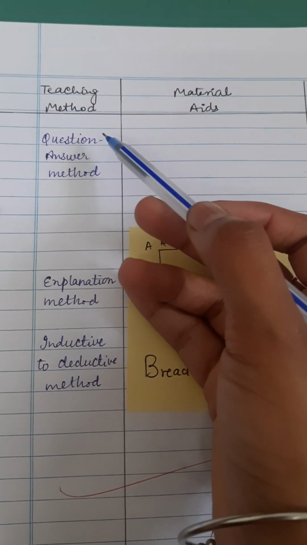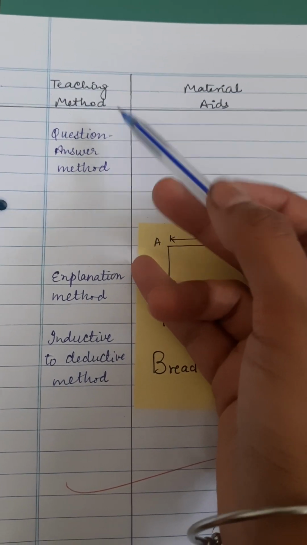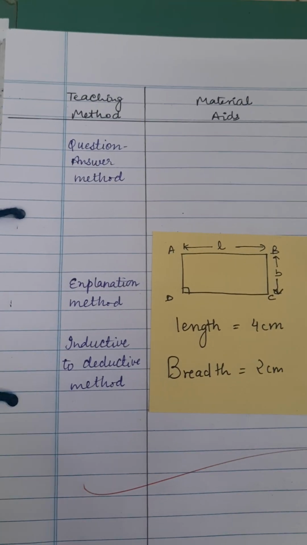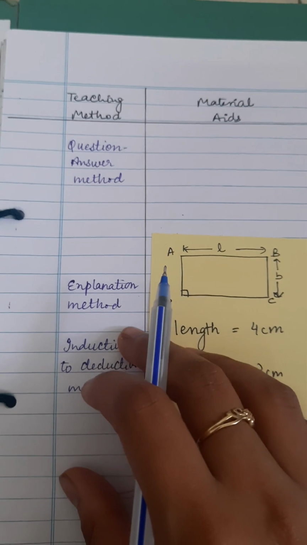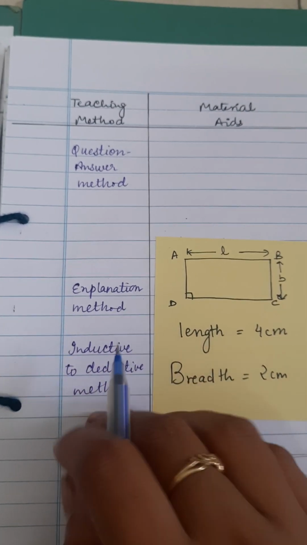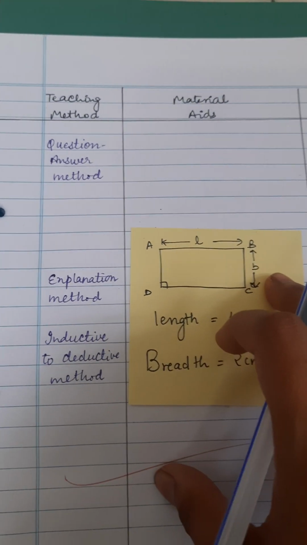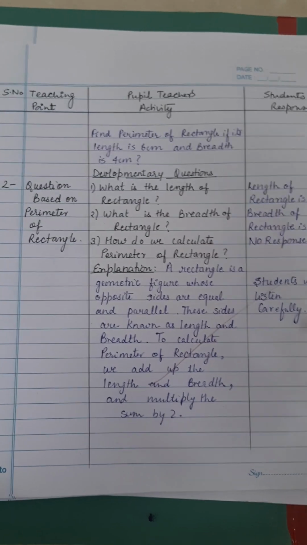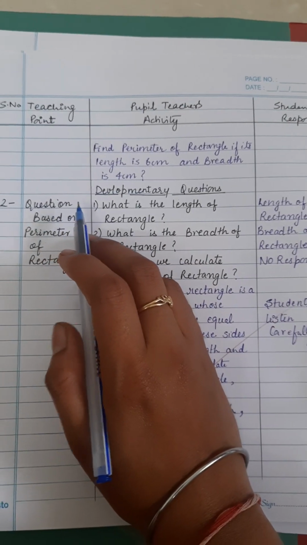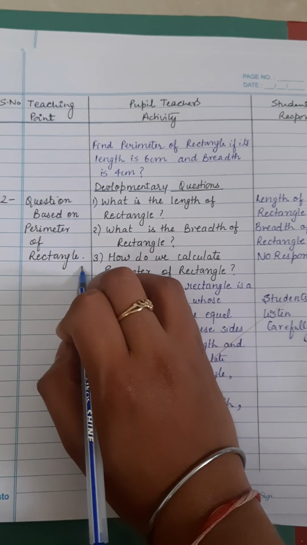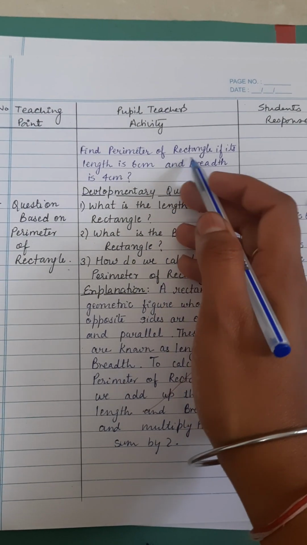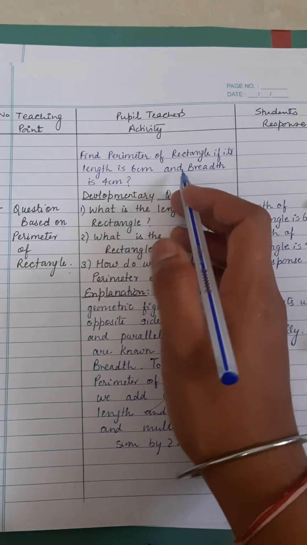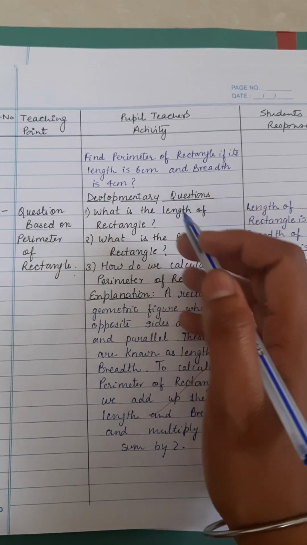Then you will write the question answer method, that is the teaching method used. Then you will explain to them, explanation method. Then inductive to deductive method, this is the material aid, and at last this is the blackboard work. The second teaching point is question based on perimeter of rectangle. So the question is find perimeter of rectangle if its length is 6 cm and breadth is 4 cm.